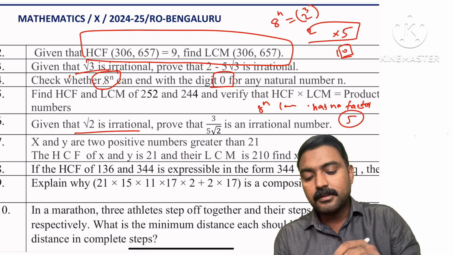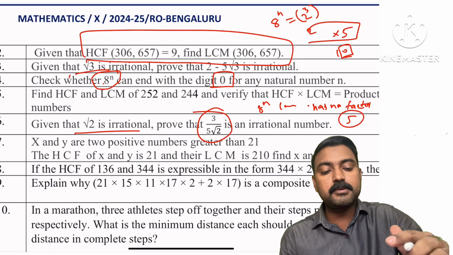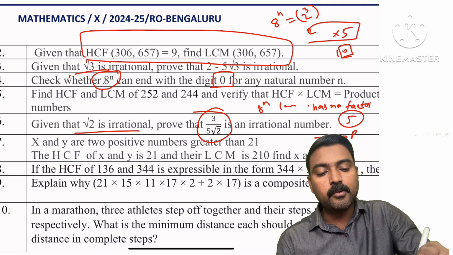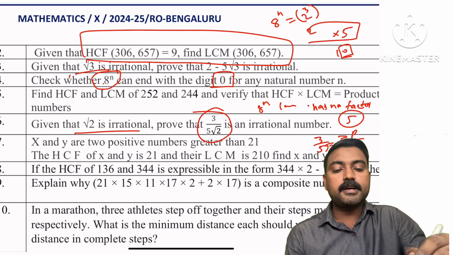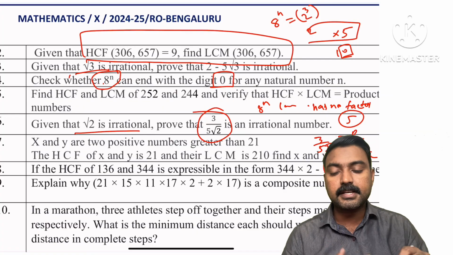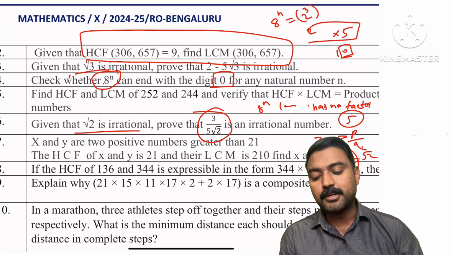Then a normal question: root 2 is irrational and 3 by 5 root 2. That means we want to write 3 by 5 root 2 in the form of p by q. Then we can transpose effectively. This q we bring to this side. So 3q by 5p is equal to root 2. This is in the form of p by q, which is rational, but it is a contradiction to our assumption. So that method we can utilize here.